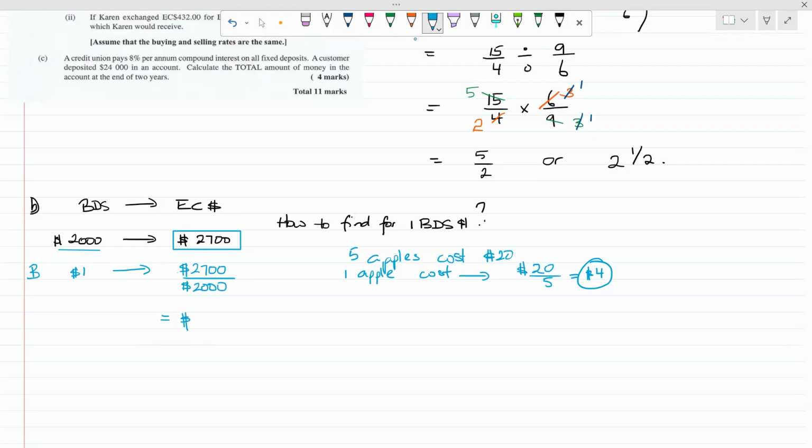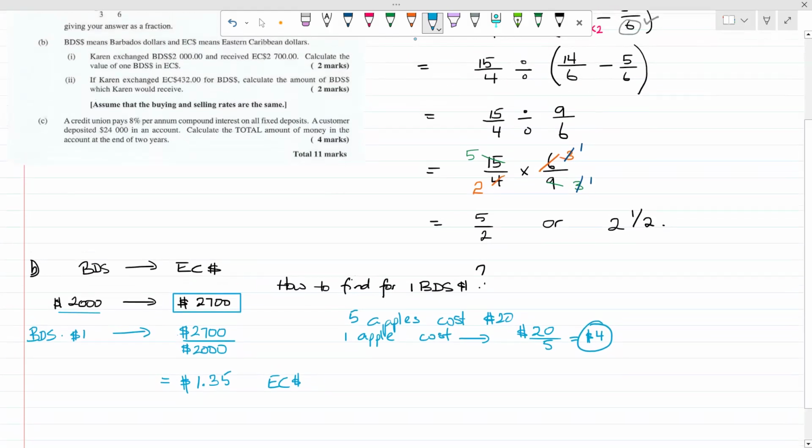So on this side, this is one Barbados dollar, and on this side, this is EC dollars. Anybody get answers yet? Very good. Well done, Israel and Amaya. 1.35. So one Barbados dollar is equal to $1.35 EC. So we okay with this? We get this out. Bam.